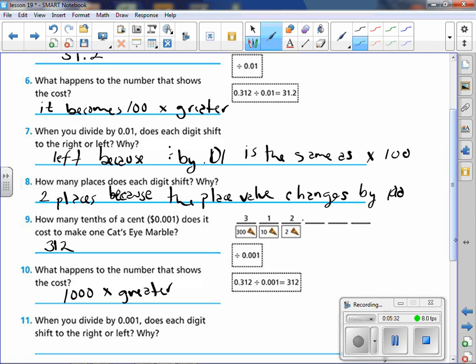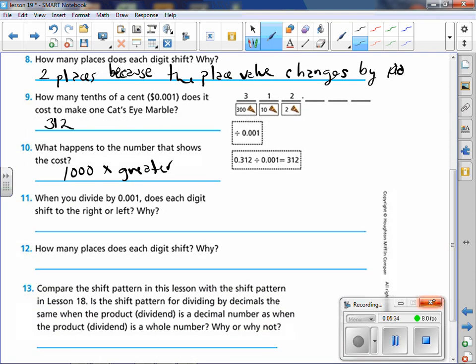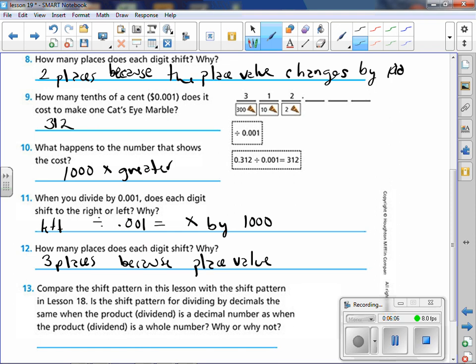So when we divide by 1,000th, each digit still shifts to the left. Dividing by 1,000th is the same as multiplying by 1,000. Okay, each digit shifts 3 places because it changes the place value by 1,000.